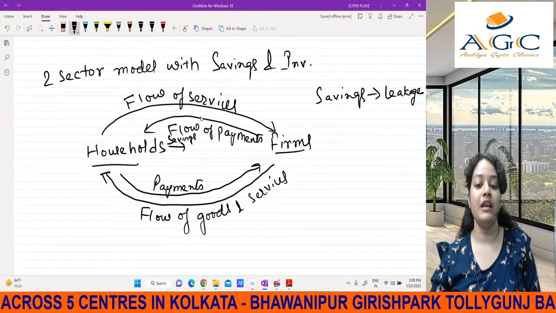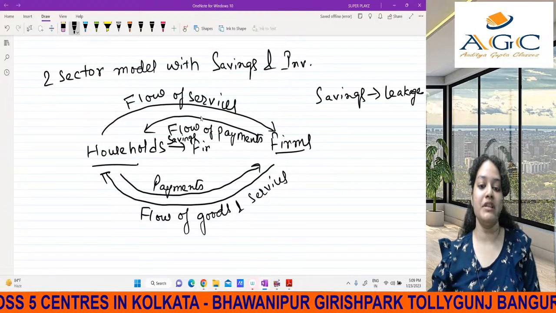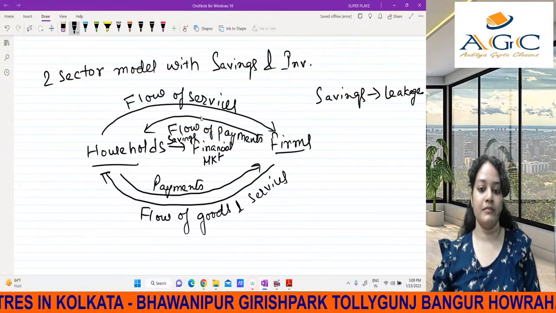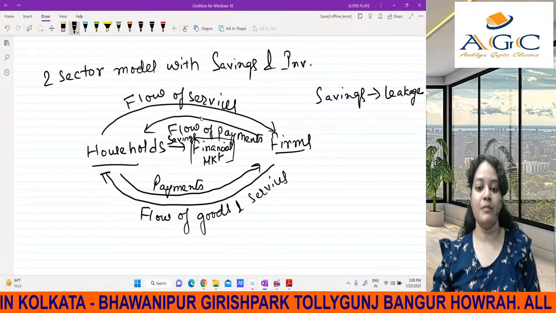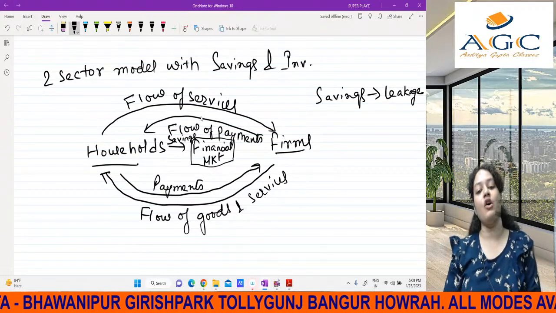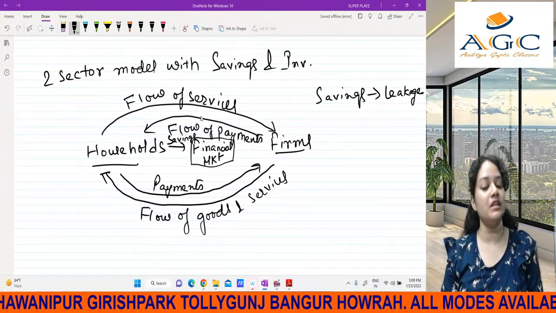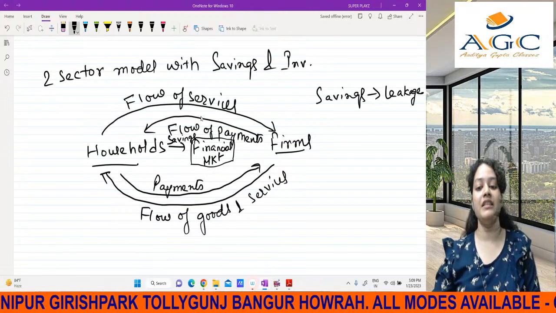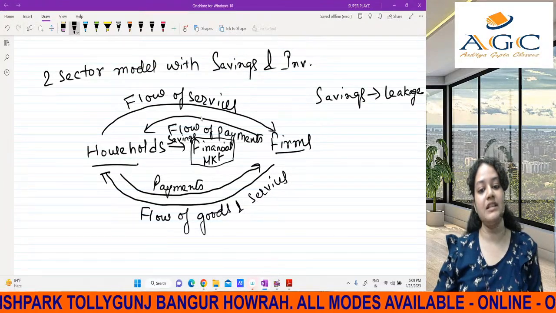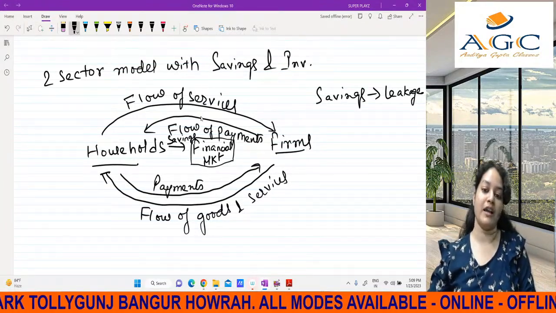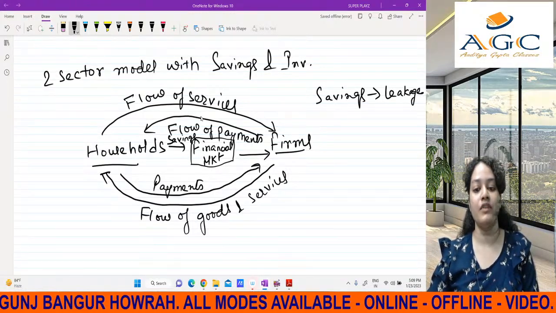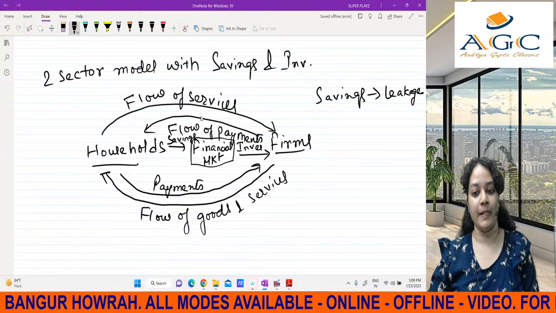Now suppose that can be one point. Another point, what can it be? That you are depositing the money in a bank, financial market. You are depositing the money in a bank, right? So what happens now? The firms will obviously be in need of money. They will obviously be in need of loans. So what can they do? They can ask for loans from the banks. So now this very savings that you have deposited in the financial market, the banks are giving it out to the firms in the form of investment, right?